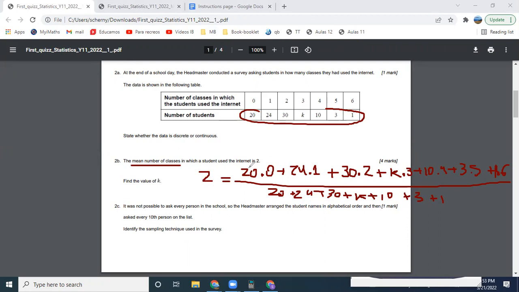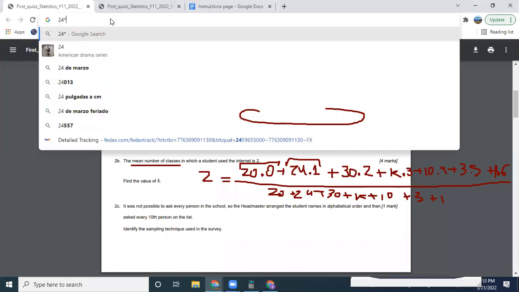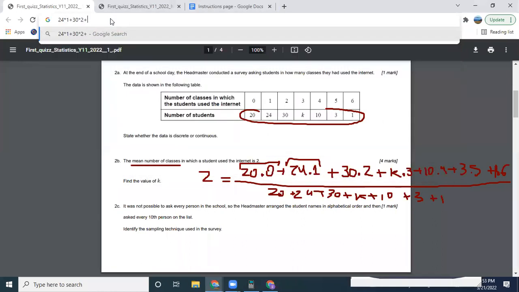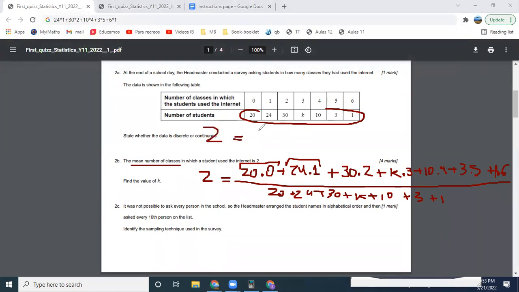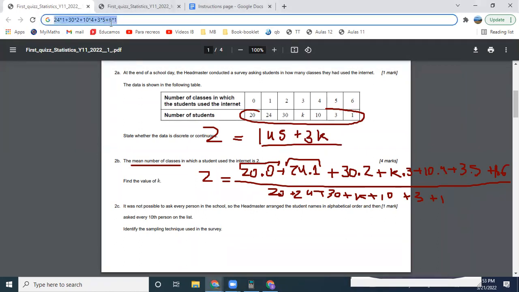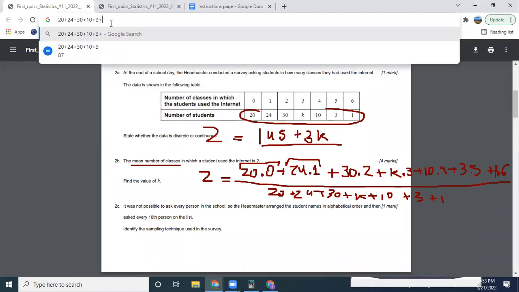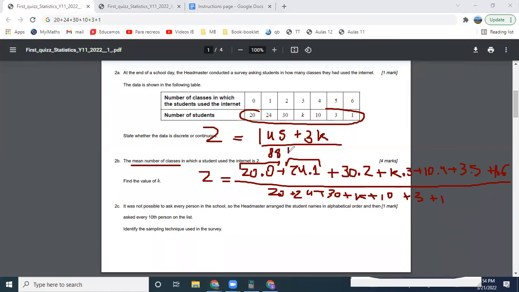And since we know that the mean number of classes is 2, then this will be equal to 2. Okay, so we must continue. What we now have to do is first multiply the numbers and then add them up. So we will have 24 times 1 plus 30 times 2 plus 3k, that I won't write yet, 10 times 4 plus 3 times 5 plus 6 times 1. This is 145. So we have that 2 must be equal to 145 plus 3k, and then this divided by 20 plus 24 plus 30 plus 10 plus 3 plus 1, which is 88. And so we must divide this by 88 plus k.